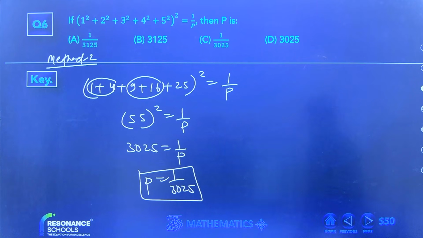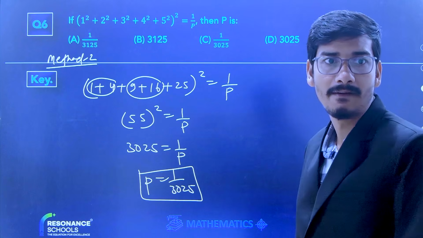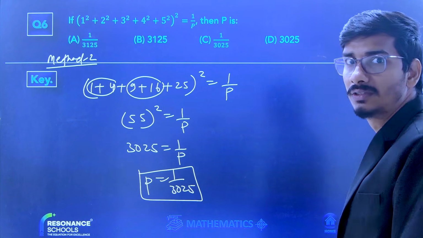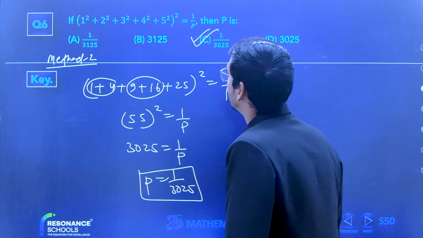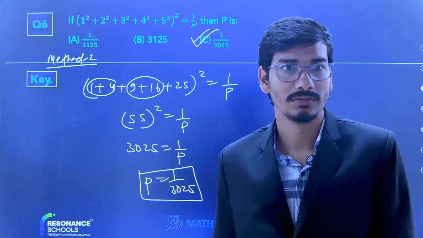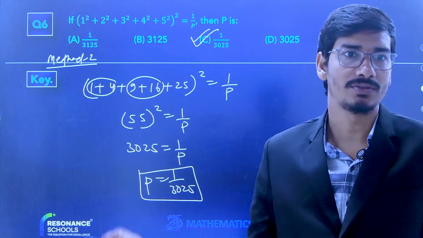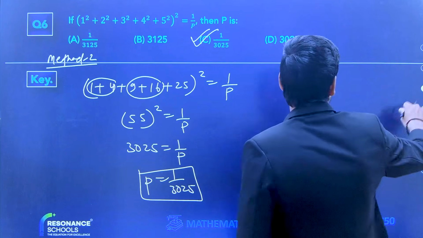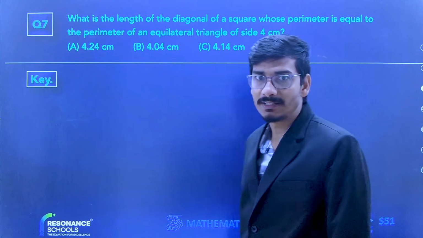So the correct option is C. Okay, now. So option C is the correct one. Okay. Understood? Clear to everyone? Understood? Yes. Now coming to the next problem. The next problem is this one.